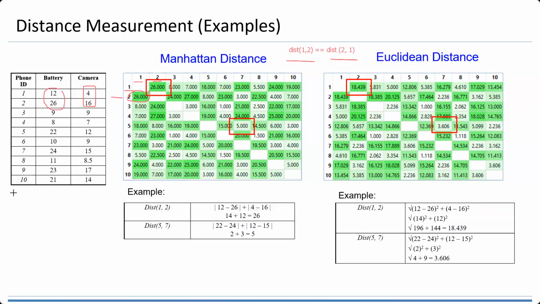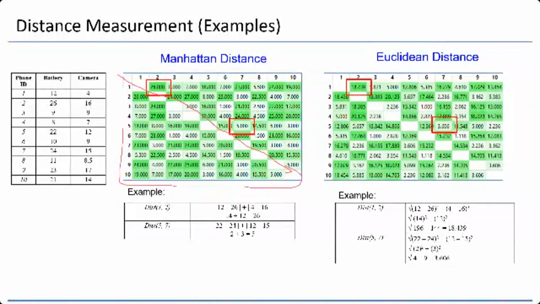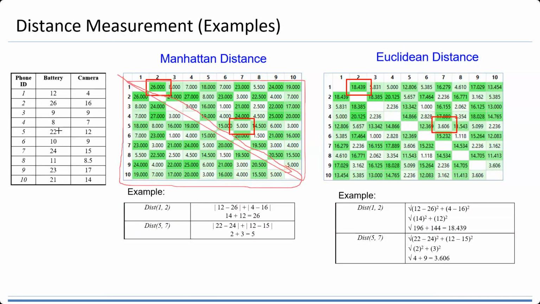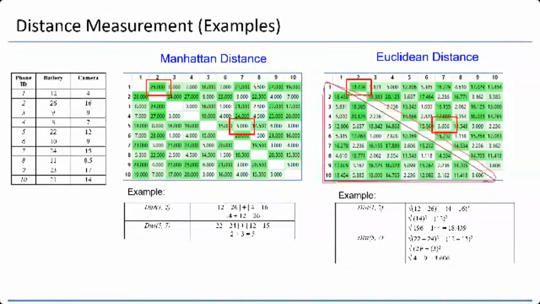So sometimes we just need to have only one triangle, because this is the triangle matrix. We can use the triangle below, or we can use the triangle on the upper side. It's the same. The same also with the Euclidean distance. The triangle below and the triangle at the upper side, so they are the same. Okay.